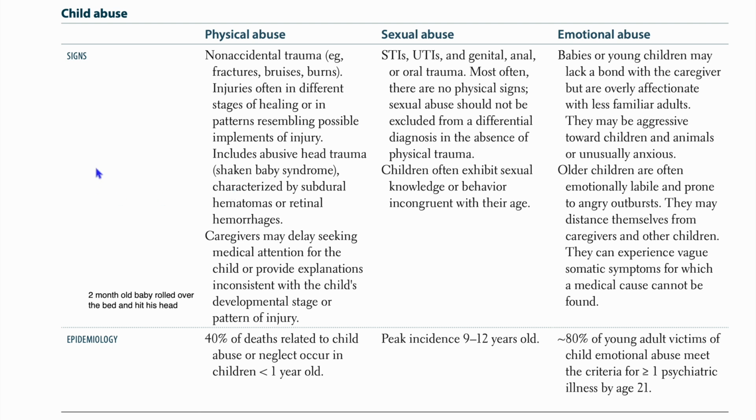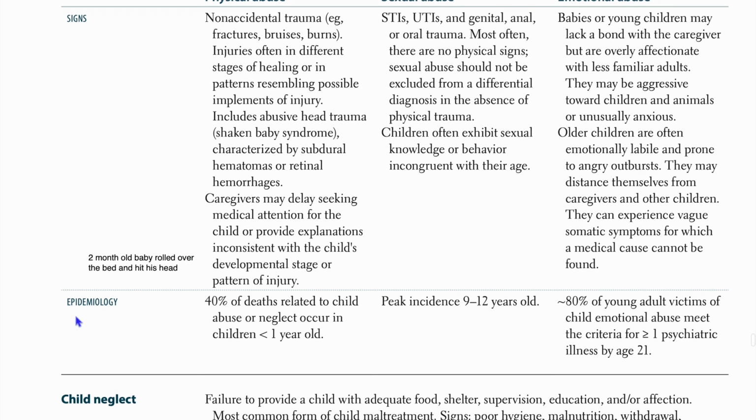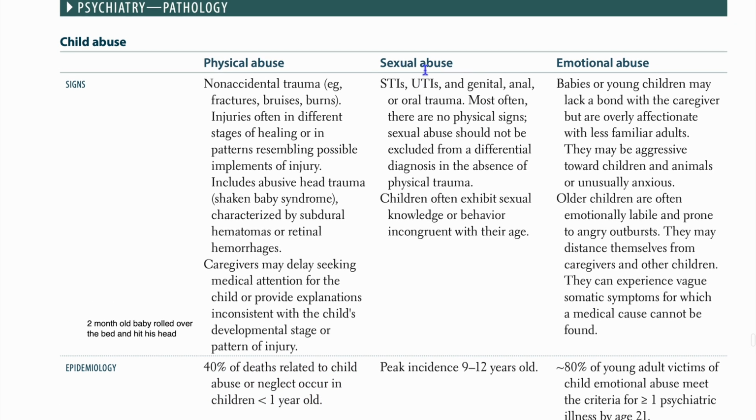Caregivers may delay seeking medical attention for the child or provide an explanation inconsistent with the child's developmental stage or pattern of injury. So this is the example I gave: a 2-month-old baby rolled over the bed and hits his head. Right. So epidemiology: 40% of deaths related to child abuse or neglect occur in children less than 1 year old. And sexual abuse.